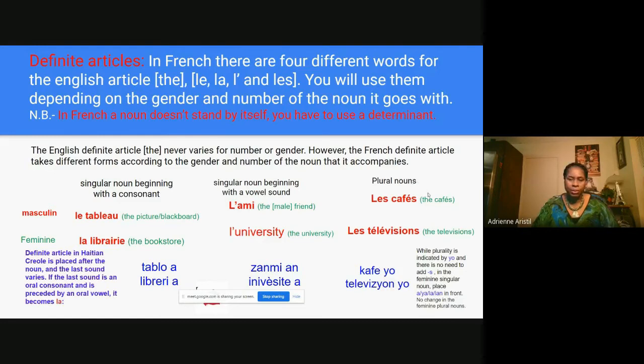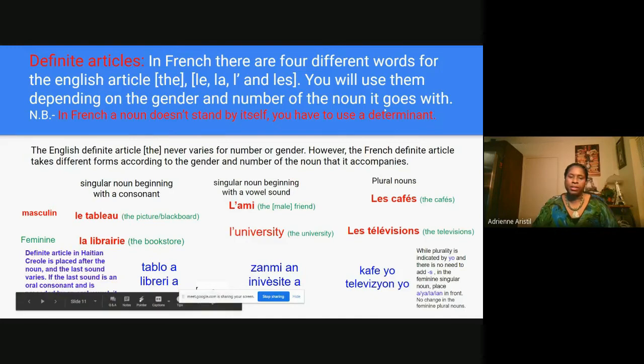For plural nouns, you will use les in front of the noun and an S on the noun. That's masculine pluriel, les cafés. And you will use les also for a feminine pluriel, a feminine plural, on dit pluriel en français, and you will use les also.